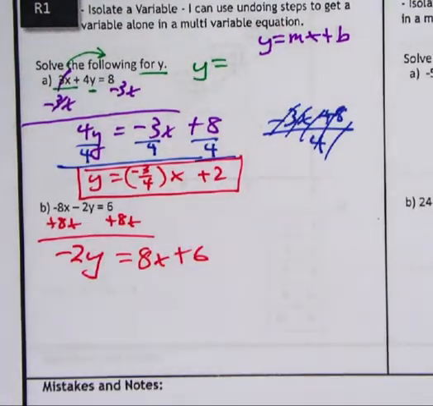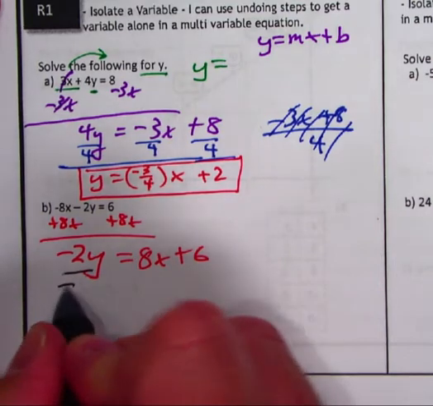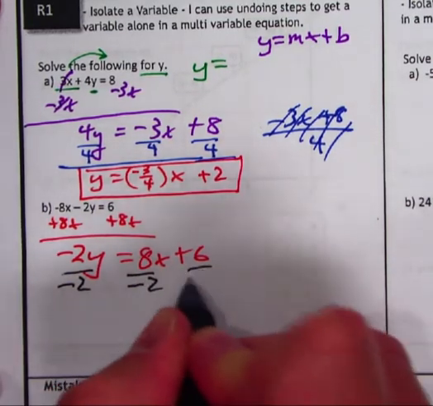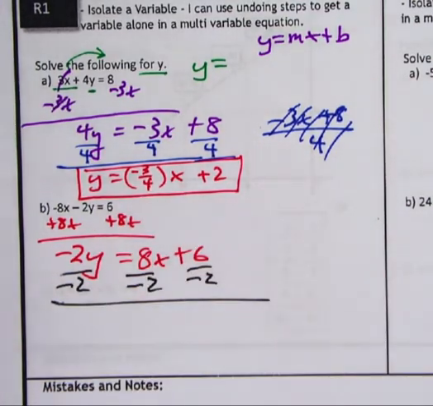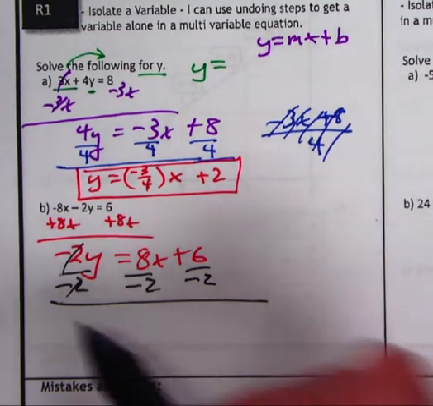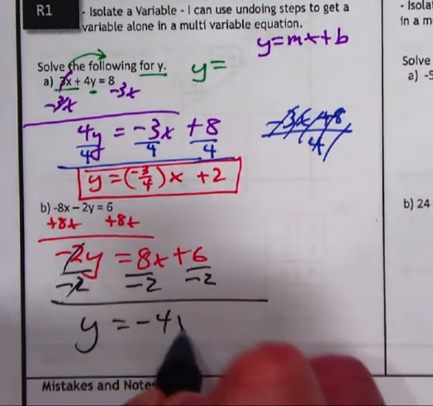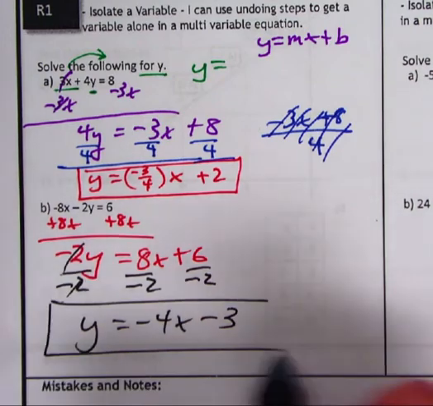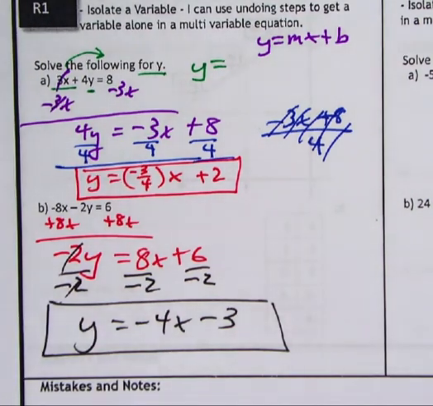And then just divide both sides by negative 2, divide by negative 2, divide by negative 2, divide by negative 2. Every piece has to get divided by negative 2. Then those would cancel, and y equals negative 4x minus 3. And that's what your answer looks like. So the key to this strategy is to move everything over to the other side and divide by the number that's in front of the y, and make sure that you do it to every part.